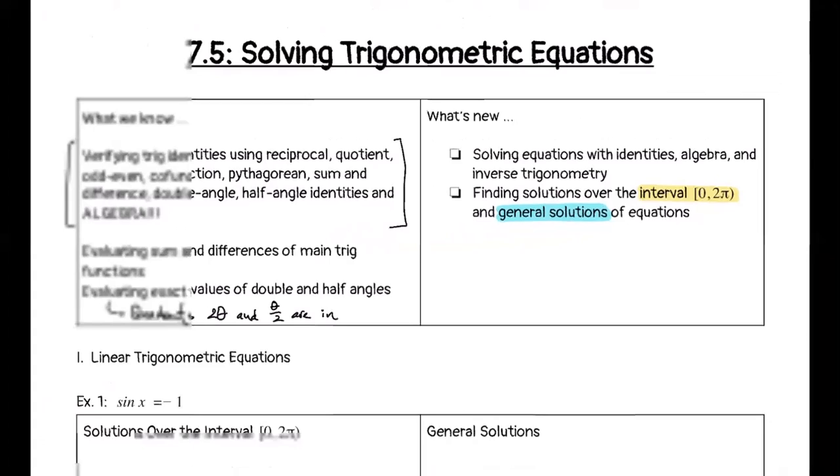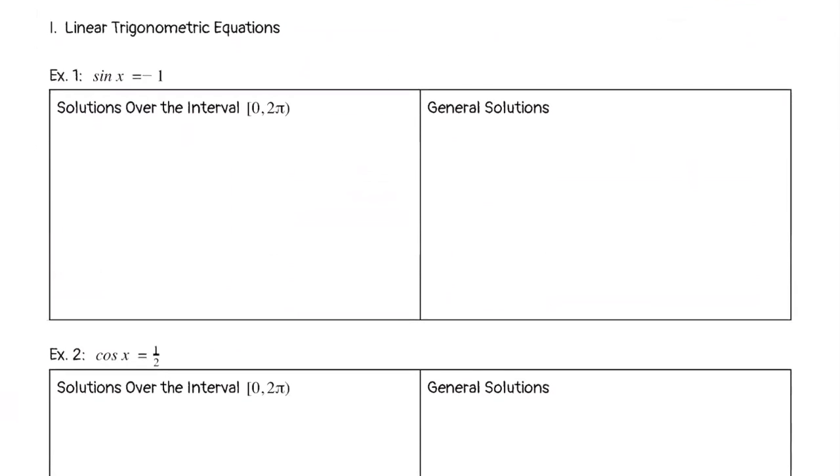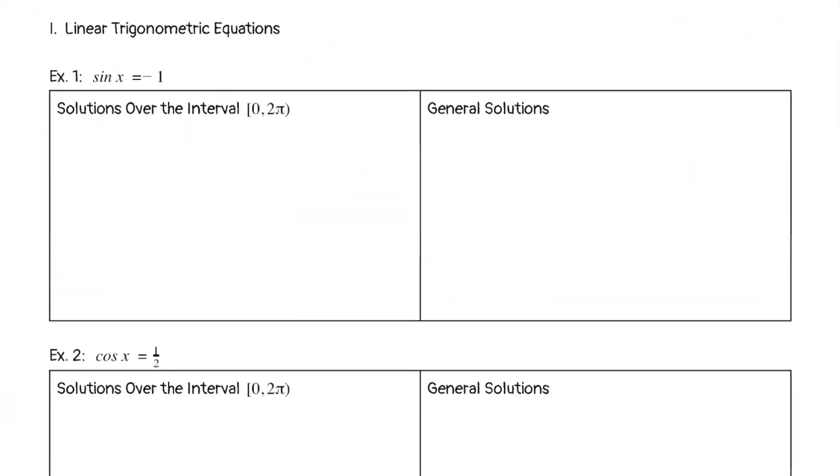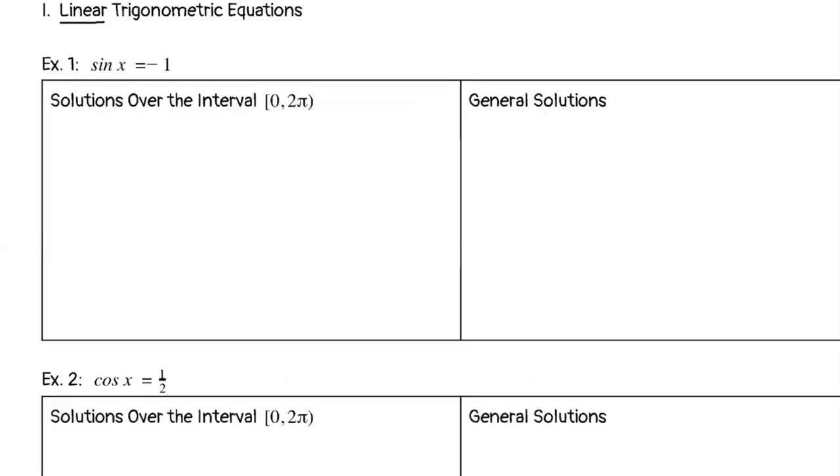So that being said, let's take a look at our first category of trig equations. Okay, so the first type is something called linear trigonometric equations. And what that means is we're looking at things as adding or subtracting or multiplying or dividing to find a value for x. And we're not doing anything like factoring. We're not doing anything yet like using any of the identities we've learned, okay? So let's take a look at example number 1, okay?